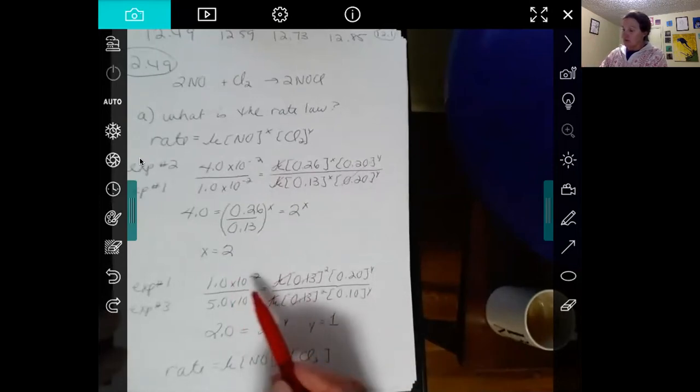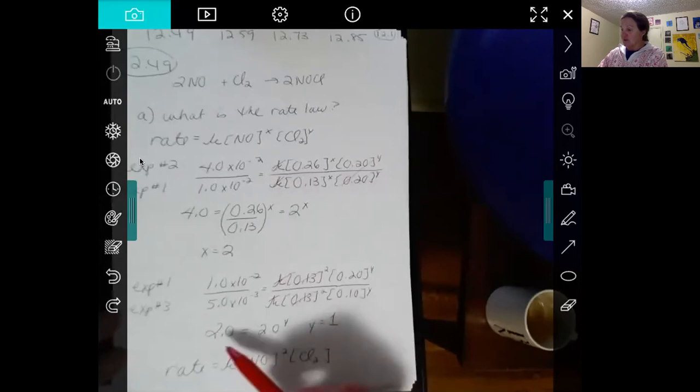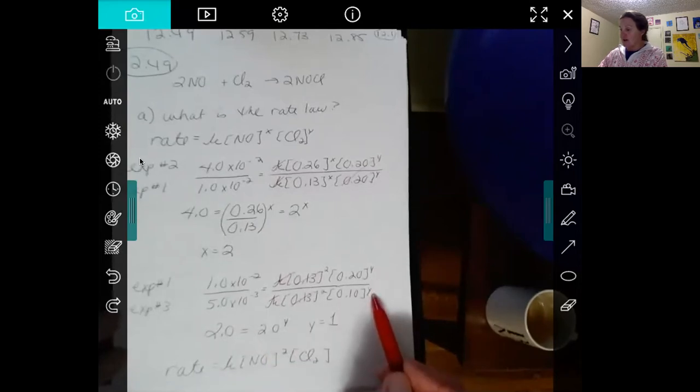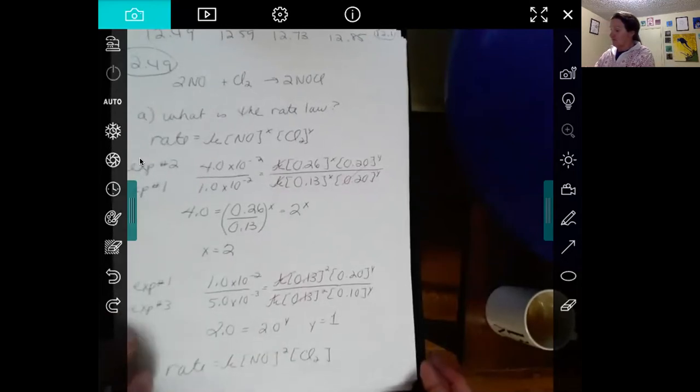So we end up with 1 times 10 to the minus 2 divided by 5 times 10 to the minus 3 equals 2. And the ratio of the concentrations is 2. So 2 equals 2 to the y. Therefore, it's first order with respect to chlorine. So that's the rate law that you can figure out from that experimental data.